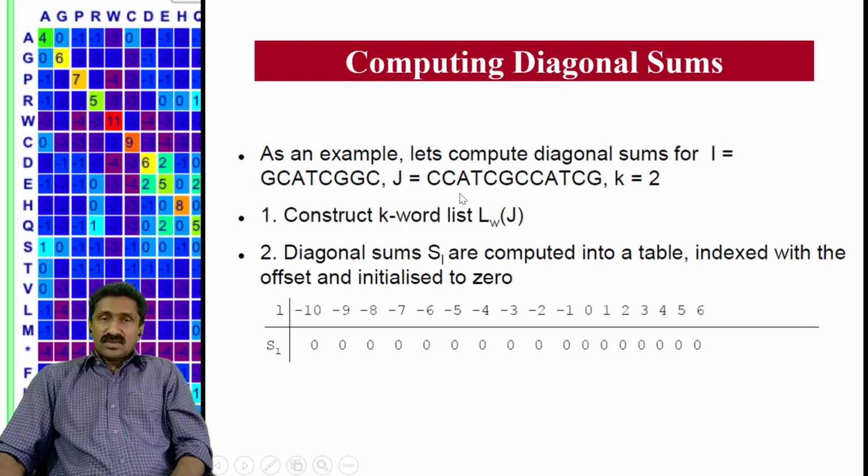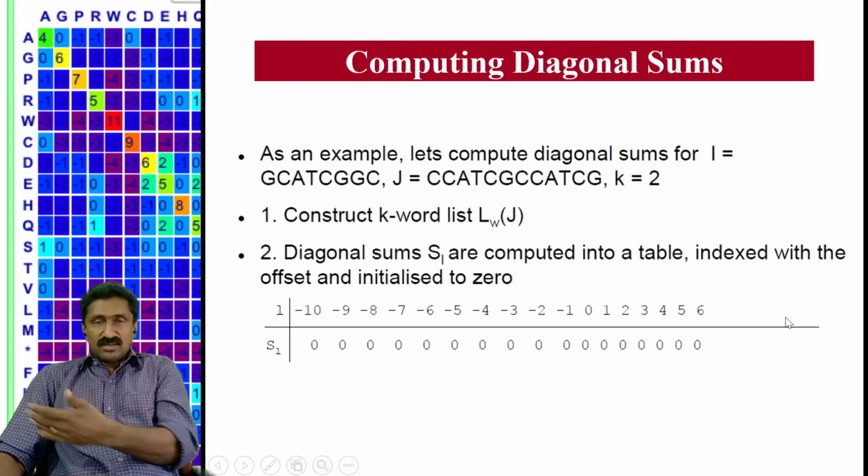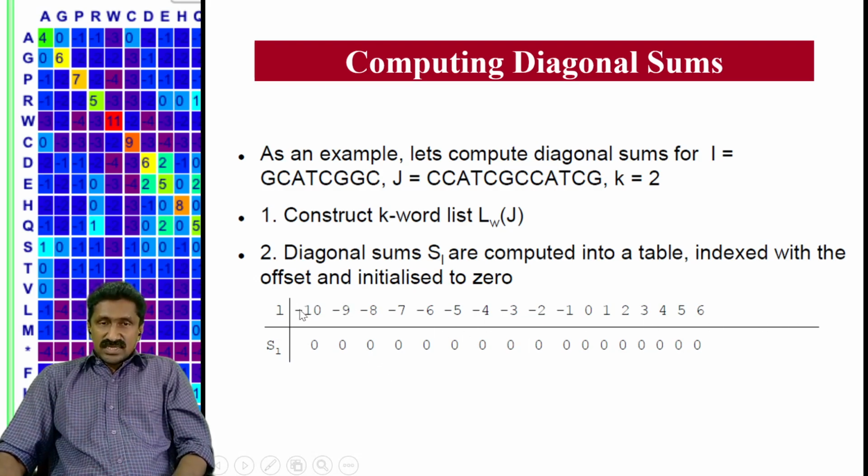So you construct the word list from j. And also you require a calculation matrix in which the diagonal sum will be assigned a 0 value initially, and you will set a scale from -10 to 6. So all the possible values will be assigned. This is only a scale for computing that. So this is only a scale starting from -10 to 6 or 10. Accordingly you can arrange it, and you can treat it as a scale, from the minus region to the plus region.